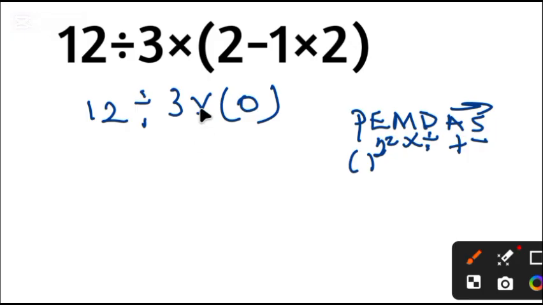Now, we have multiplication here. We have division here. Remember, division and multiplication have the same priority. We evaluate from left to right. So we do the division first. So 3 divided by 12. 12 divided by 3 will give us 4. And 4 times 0 is equal to 0. So the correct answer to this equation is 0.